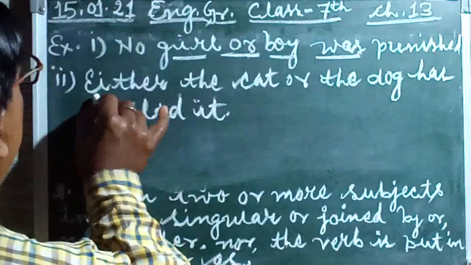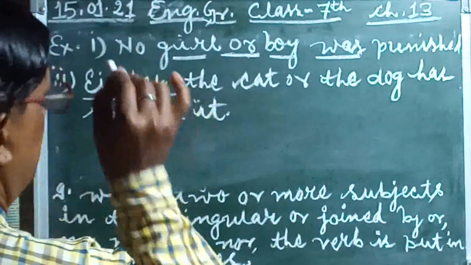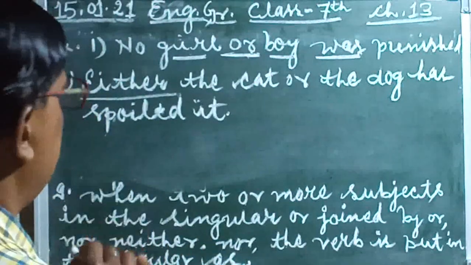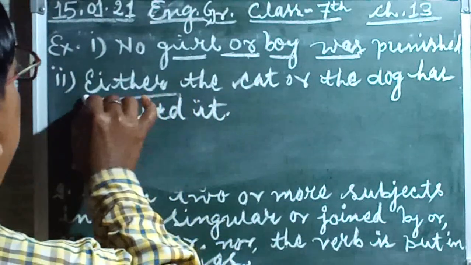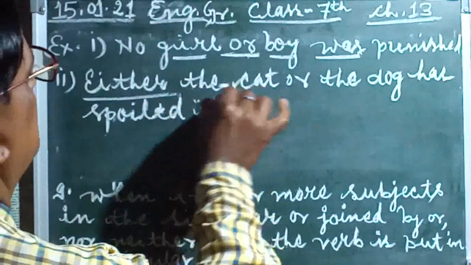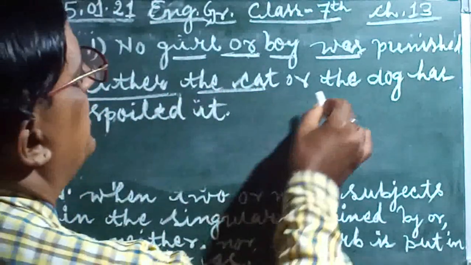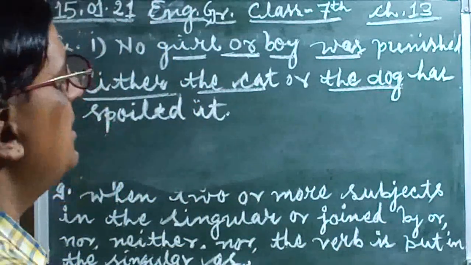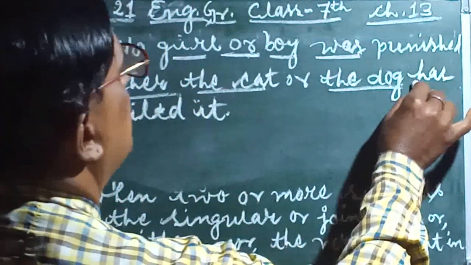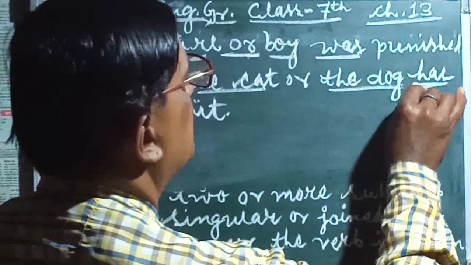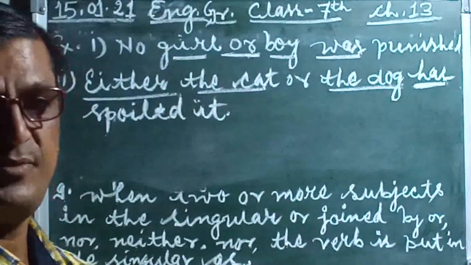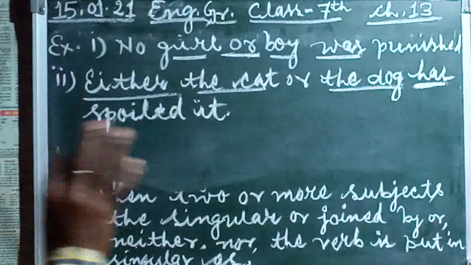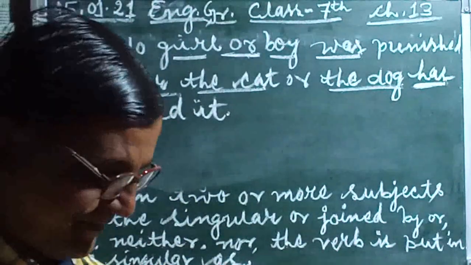You are looking at the conjunctions, what is given? Either. This is given here already. Neither, either, like this. Either the cat is singular number. Here also 'or the cat', singular number. But what is here? The verb 'has' is coming here. Singular verb, not a plural verb. I think you are clear.